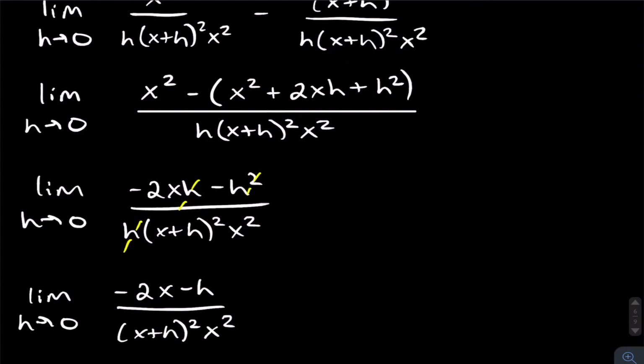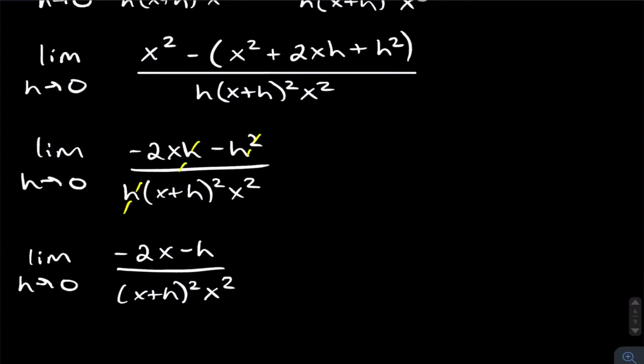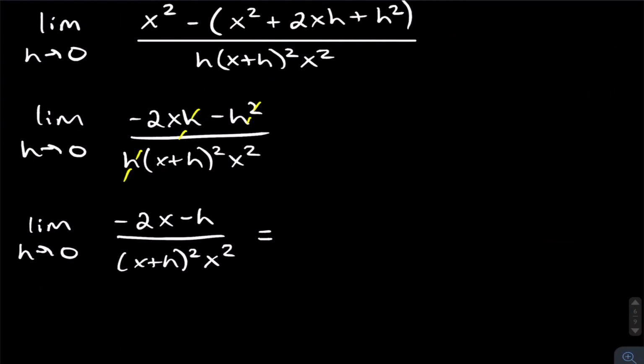Okay? From here, it looks like we can go ahead and plug in that h equals 0. When we do that, we get negative 2x minus 0, right? So that goes away. And this becomes just an x squared, right? This is x plus 0 squared, which is x squared. And you multiply it by an x squared, and so you get x to the 4th.